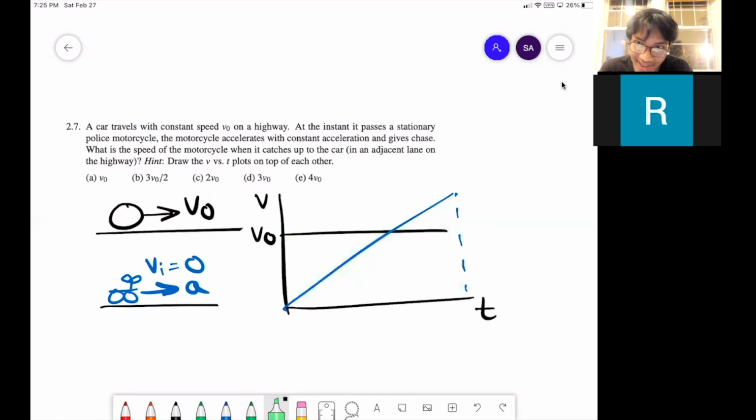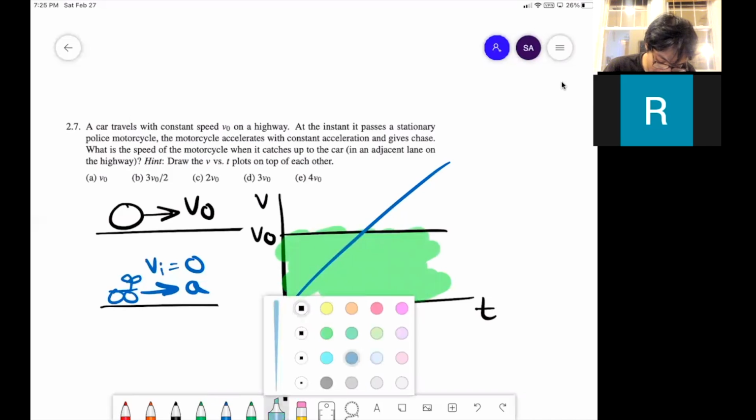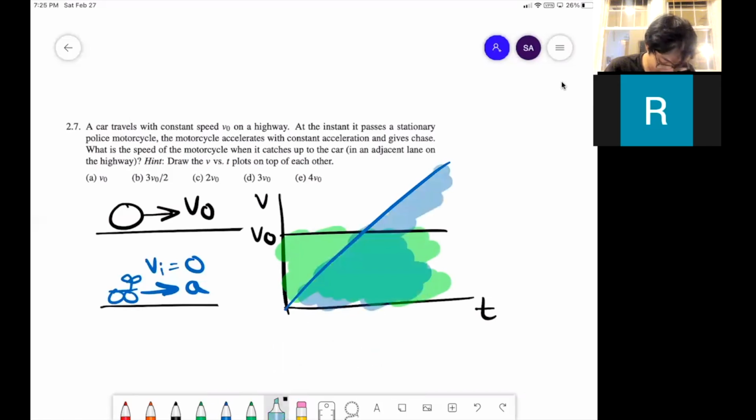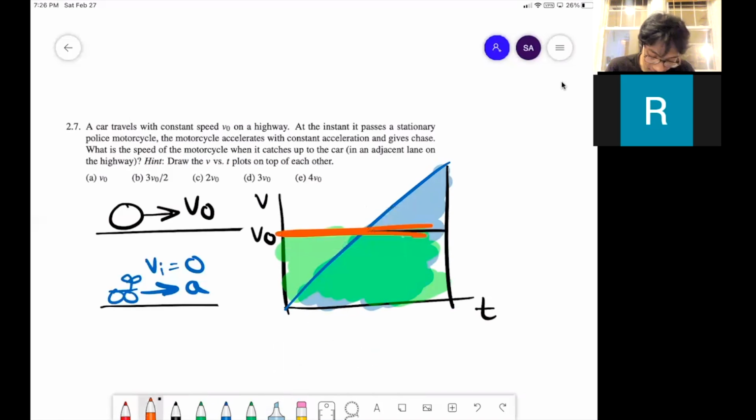But when are the distances equal? Think about that. When are these two distances going to be equal? AKA, when are these two distances going to be equal? When is this area, this green area, going to equal this blue area? When is that the case? Well, that's the case when this velocity of the car is the average velocity, right? v0 has to be the average velocity of this and this if it would have to have the same area as the two graphs.